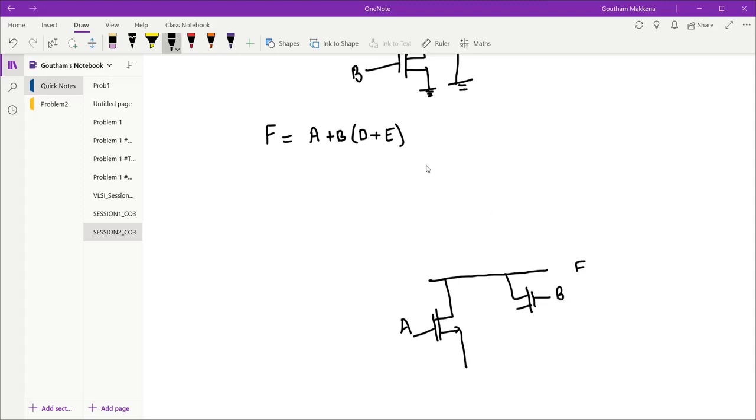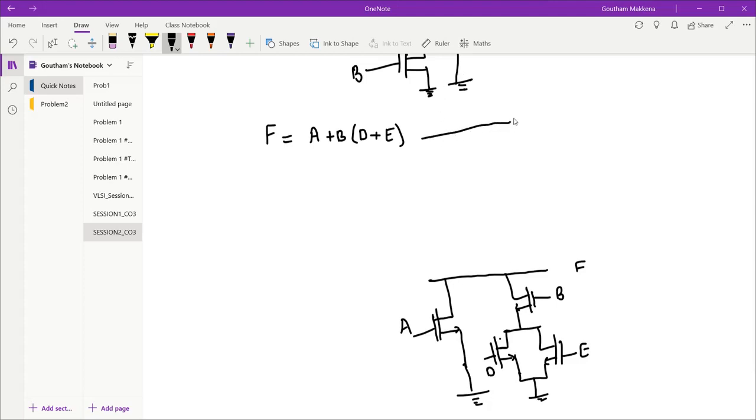This B is being ANDed with D or E. So AND means series, but it is in series with what? Again an OR. OR operation means it is again transistors in parallel combination. So this is D and this is E. So this finishes my pull down network.